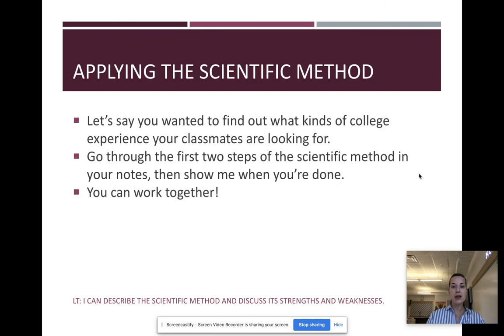Going forward from here, you're going to actually apply the first two steps of the scientific method to the college search in your class, right? So remember, the first step is a hypothesis, and the second step is figuring out what type of research you want to do, and then describing what the procedure will be.